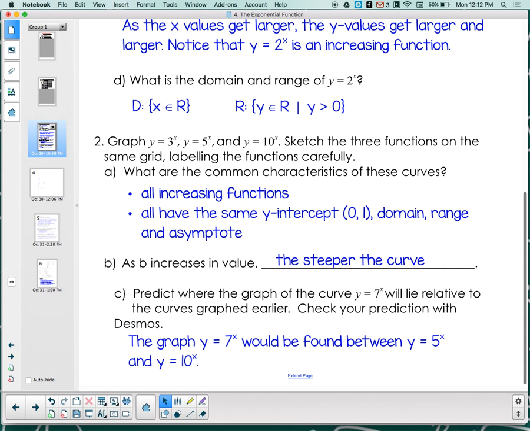All that's changing is the base, which means the graph is steeper, but everything else stays relatively the same.